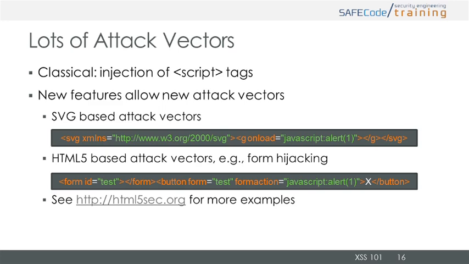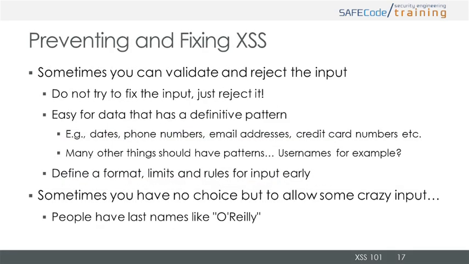Two examples are the SVG tag and the new formaction attribute that was introduced with HTML5. Now let's talk about how to prevent or fix an XSS vulnerability. A lot of times when people talk about XSS, they jump straight to making the output that the attacker provided be data correct, which is to say, doing the proper encoding or escaping. But I want to first stop and point out an earlier opportunity to prevent some XSS vulnerabilities.